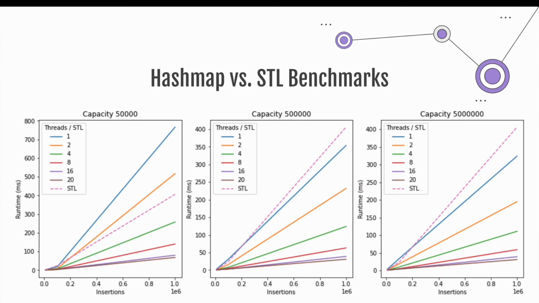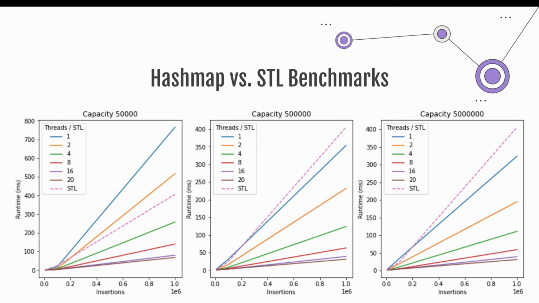Here we have a summary of benchmark tests between our hash map and STL on various thread counts ranging from 1 to 20. STL, which is the C++ standard library, is represented by the pink dotted line on the graph. Here you can see that smaller capacities suffer on smaller thread counts, but they begin to excel with larger thread counts. And large capacities actually beat STL right off the bat. This is actually expected since we do not currently implement dynamic sizing.